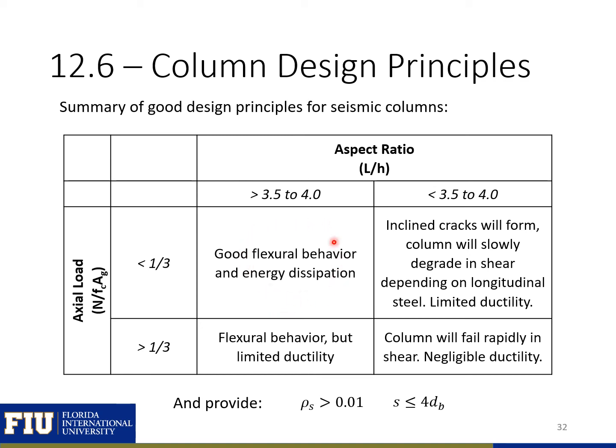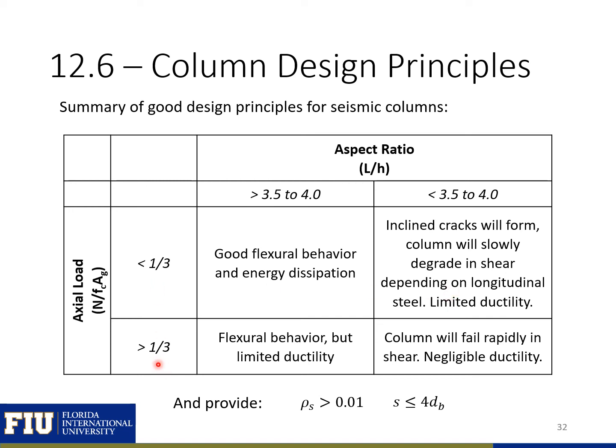So this is what we want to shoot for when we're designing a column to resist seismic loads. If we have a shorter column, but still less than balance, we'll get inclined cracks forming slowly. The column will slowly degrade in shear, but it'll depend on the longitudinal steel we have. So we will have limited ductility, but we will still have some ductility if we're designing below balance.